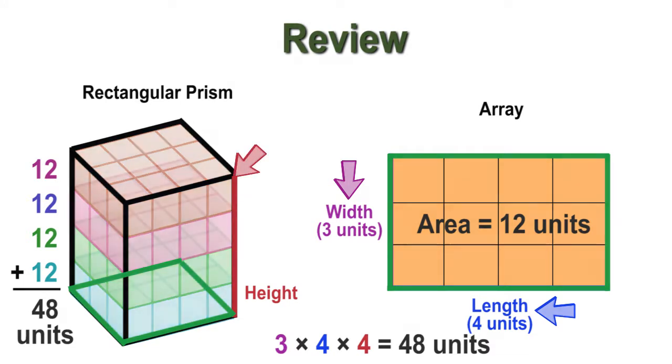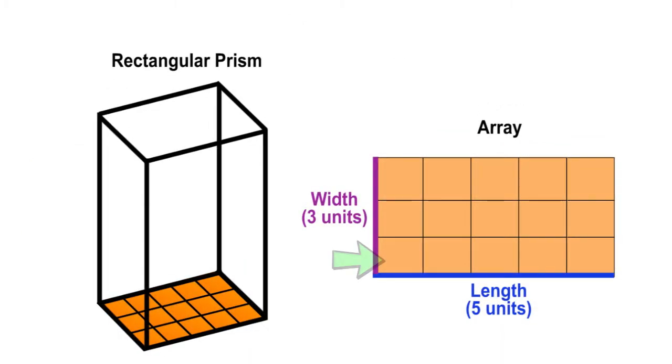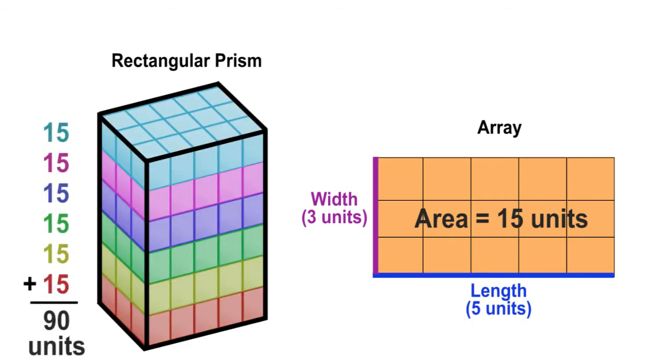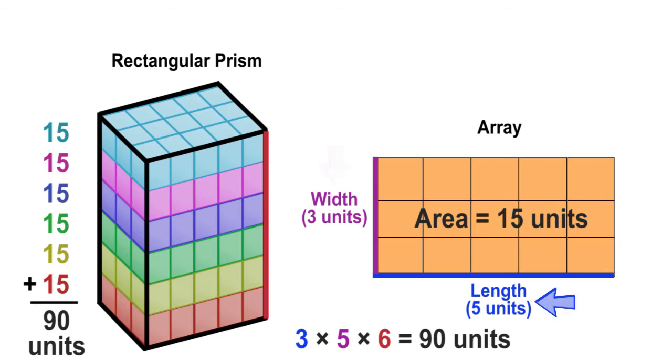Here is another example. This array has 5 rows and 3 columns. Multiplying the length of the array by the width of the array would equal 15 units in the base layer. The prism is 6 layers high. Adding the units in the base layer together 6 times would be a way to write an equation using repeated addition. A situational multiplication equation can be written by multiplying the length of the array by the width of the array by the number of layers in the prism.